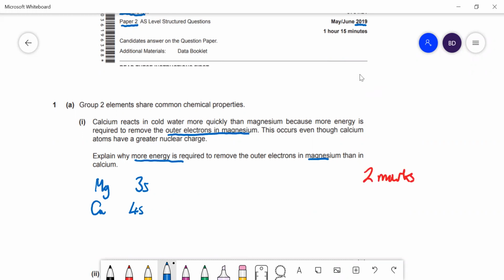Now it requires less energy to remove it from calcium because these electrons are further from the attractive force of the nucleus. And also because you've got more intermediate shells, you've got greater shielding. They are the two marking points there, the distance and the shielding.